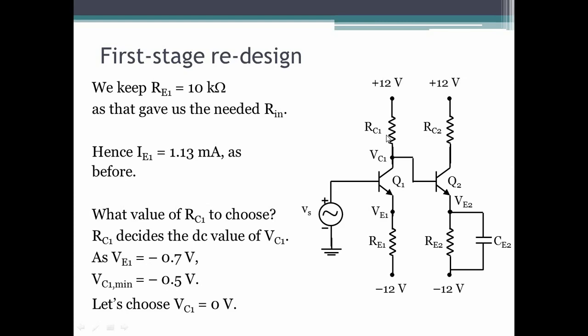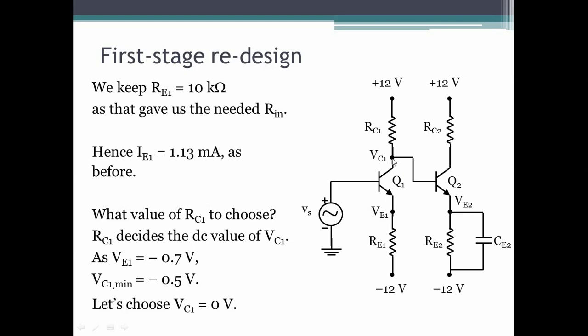RC does two things actually. RC decides the DC value of the collector voltage, and it also decides the gain of the first stage. I'll start with the DC voltage. We already saw that VE1 is minus 0.7. So in order to keep Q1 in the active mode, VC1 has to be at least minus 0.5. It can be higher, it cannot be lower.